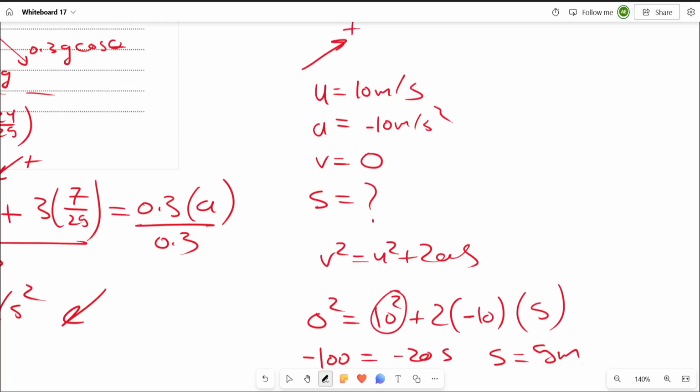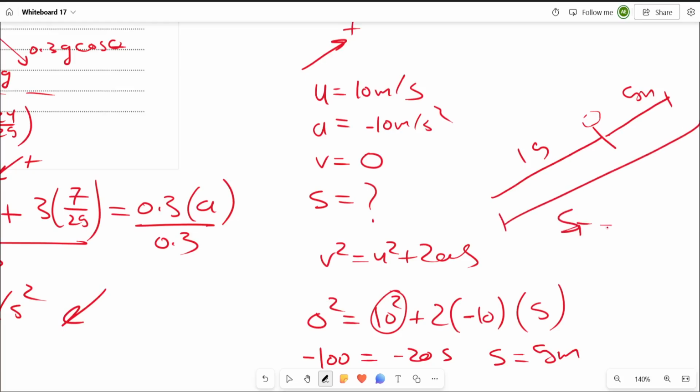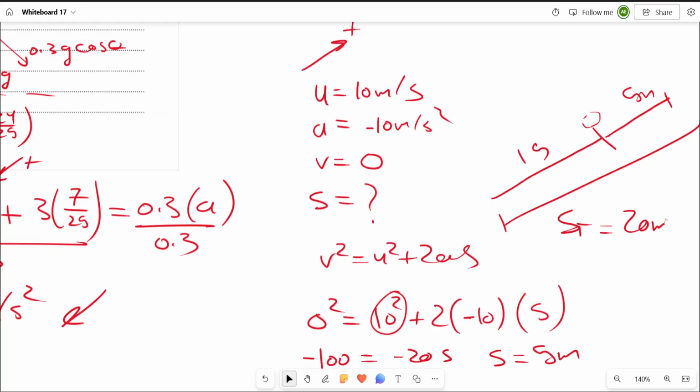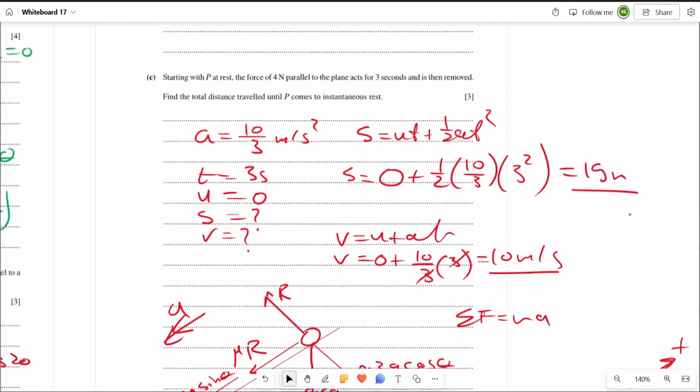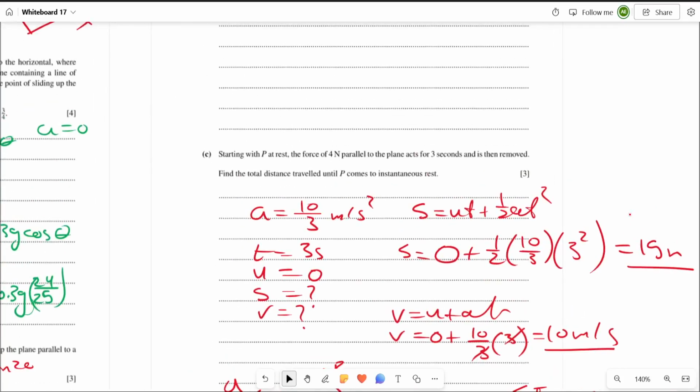So we moved 15 meters while it was accelerating upwards. And then when the force is removed, it continued for another 5 meters. So the total distance is going to equal 20 meters, and this is how to solve this question. This is very, very common when you combine kinematics with dynamics. This comes a lot.